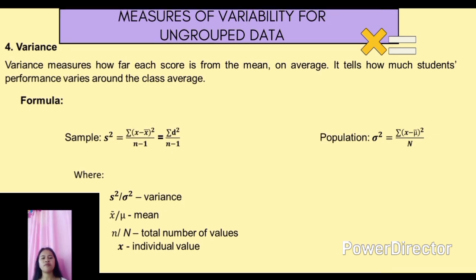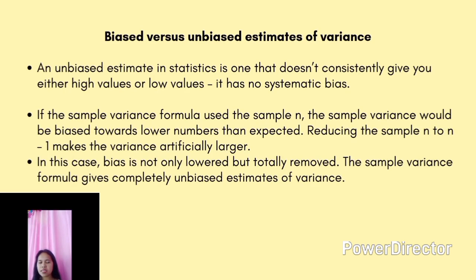So, how do we interpret variance? High variance means that the data points are more spread out from the mean and from each other. An unbiased estimate in statistics is one that doesn't consistently give you either high values or low values. It has no systematic bias.